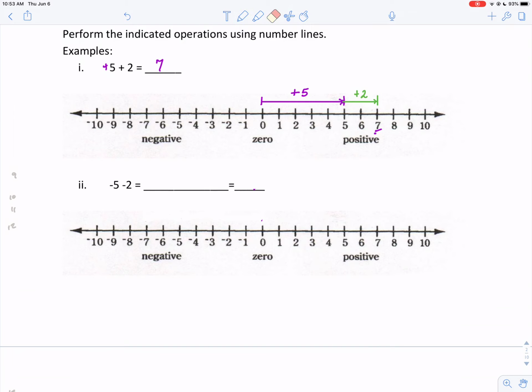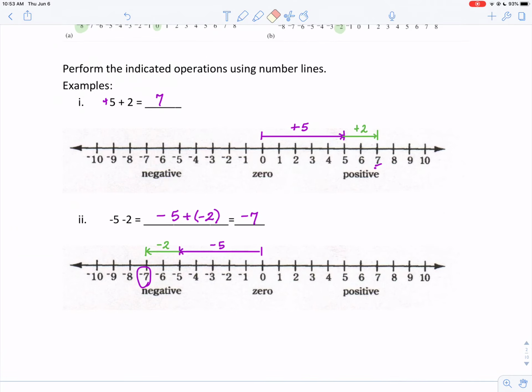Now let's do negative 5 minus 2. You could write that as negative 5 plus a minus 2. Again, we're going to start at 0 and we're going to go backwards 5 units and then backwards 2 more units. Notice where we wind up: at negative 7.